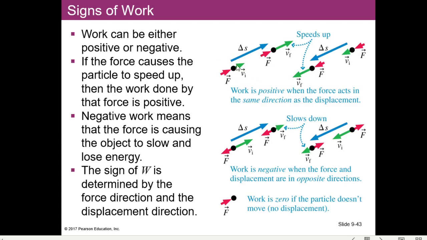Here's positive work, because the force, the red arrow, is in the same direction as the velocity, so it speeds it up. Here, on the other hand, the force is opposite the direction of the velocity, so the final velocity arrow is shorter than the initial velocity arrow, and the thing is slowing down. This is negative work.